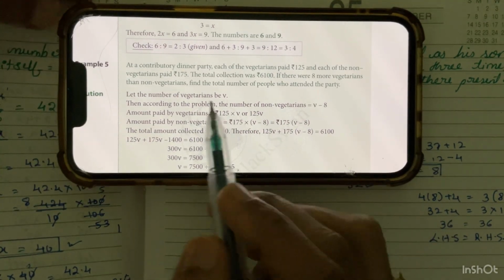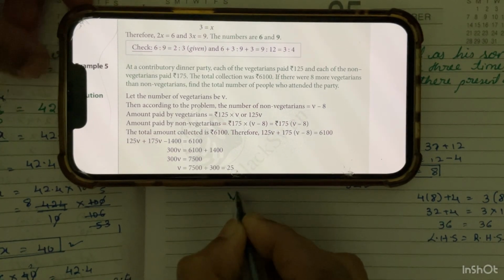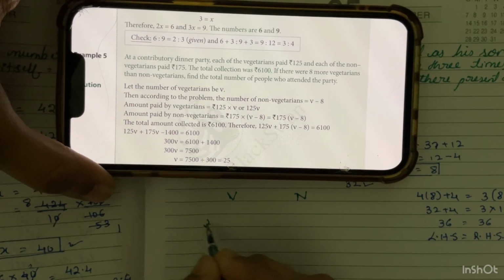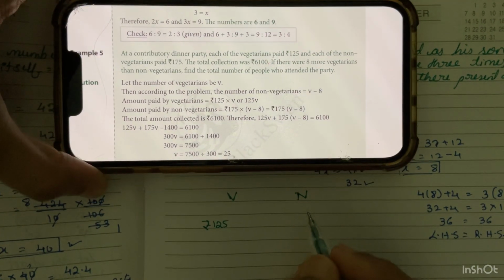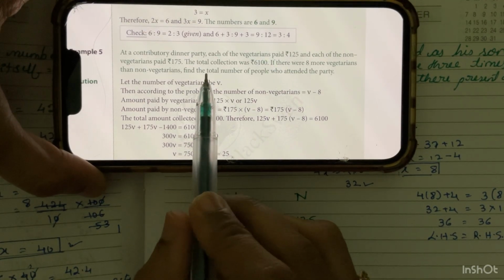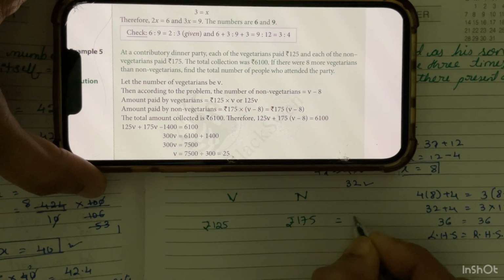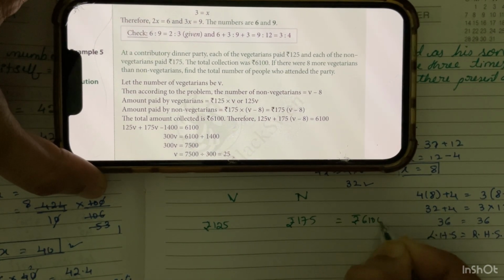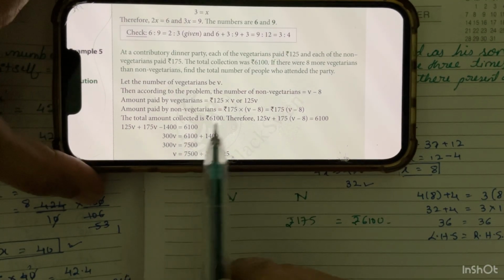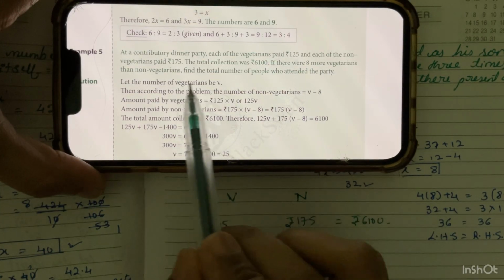Now see what they have said in the sentence: in the dinner party, let me write V for vegetarian and N for non-vegetarian. Vegetarians paid rupees 125 whereas non-vegetarians paid rupees 175. In the next sentence they say the total collection was 6100, meaning when we add these two we get the collection. Now, they say there were 8 more vegetarians than non-vegetarians, so they are giving a number for the vegetarians, not for the non-vegetarians.